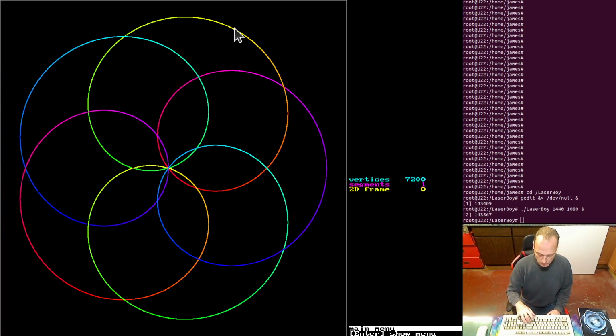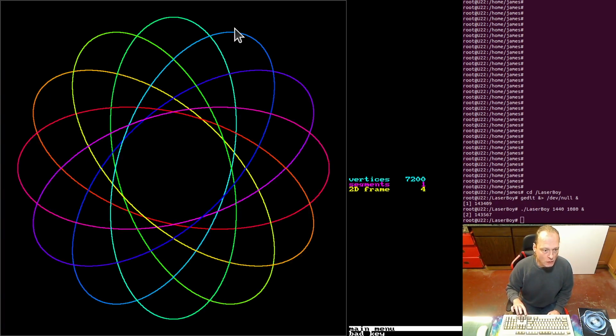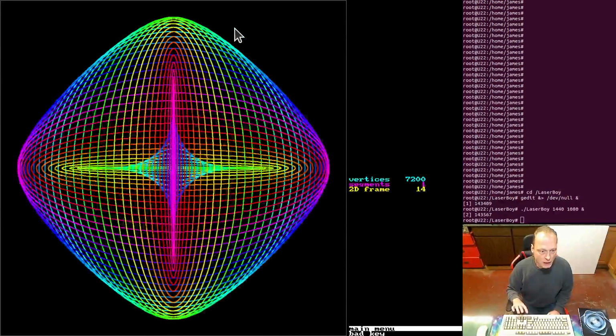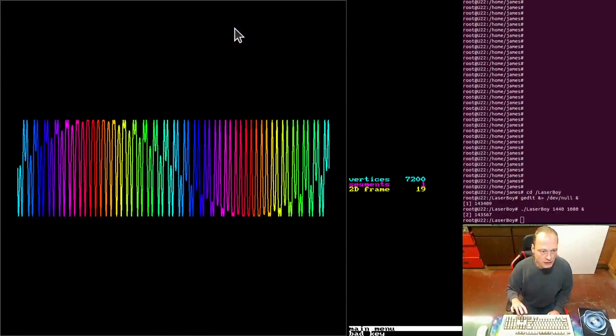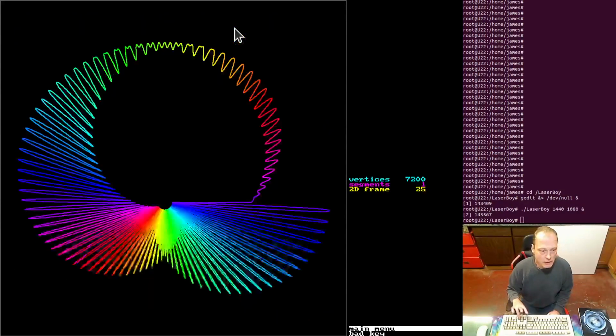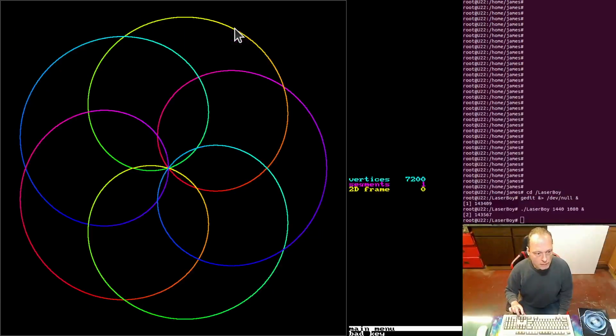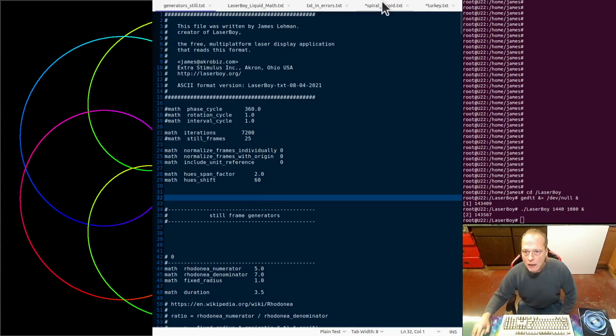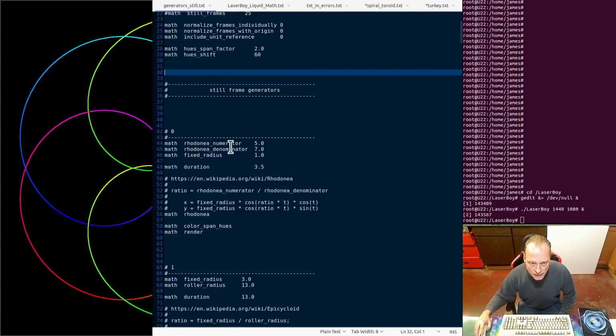And it looks like this, okay? And there's one example of each of the generators, the single frame generators, that's all of them, in the set. And if you look through here, you look at the still frames, or generators still.txt, excuse me, generators still.txt. You can see each one of these.